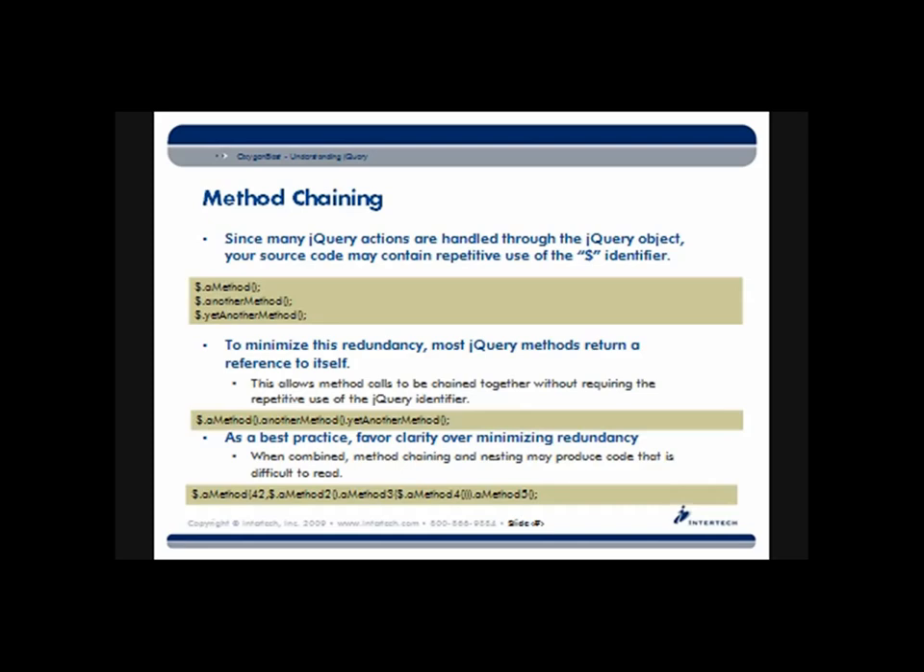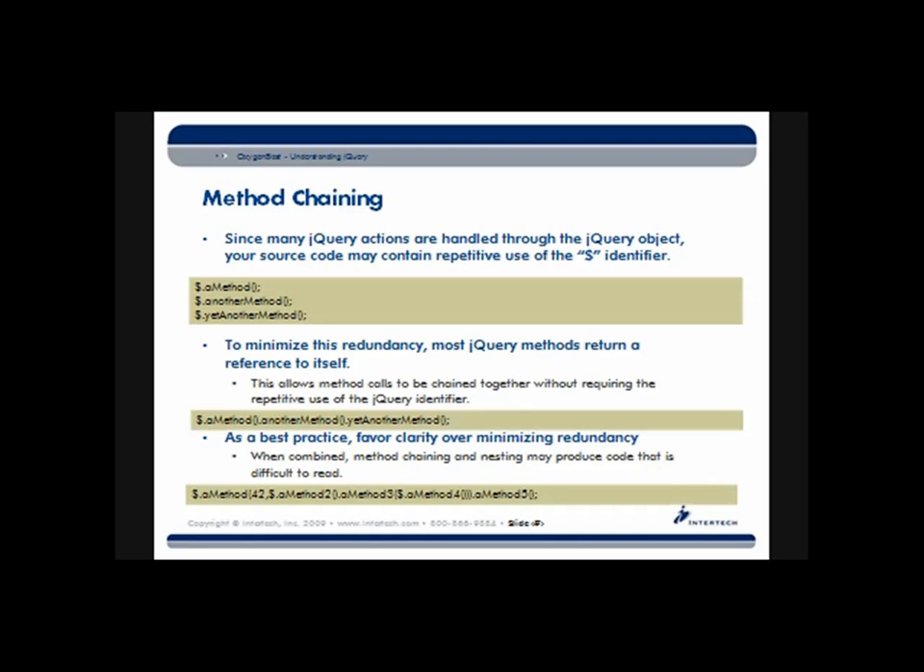And what I mean by that is, take a look at our first code example. You'll see I have $.a method, $.another method, $.yet another method. So your code can start to become very, very repetitive. And if you want to reduce that redundancy, that repetition, you'll see an example below where I'm able to call a method, and then right after that, I'm able to put another method and yet another method. That's because many of the methods that you'll call in jQuery will return a handle back to itself.